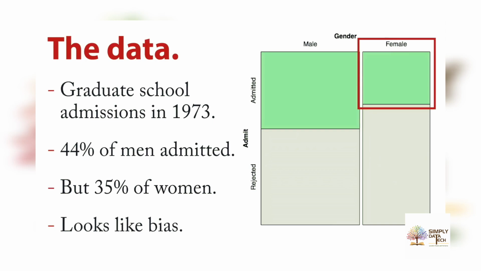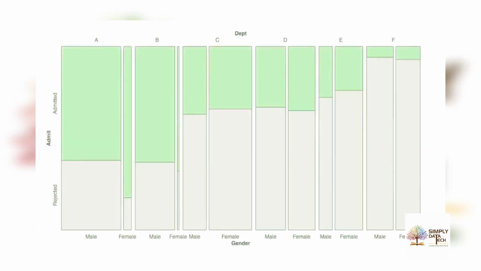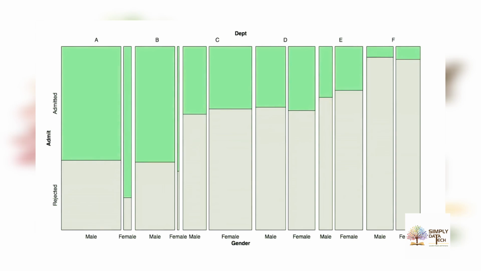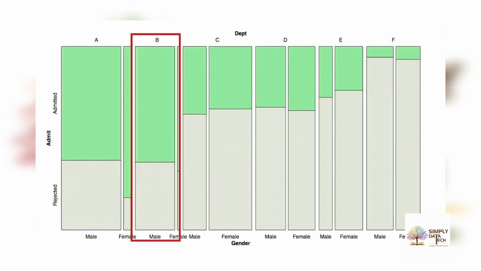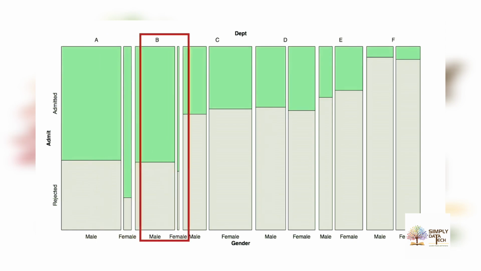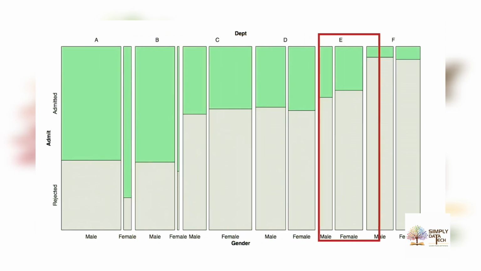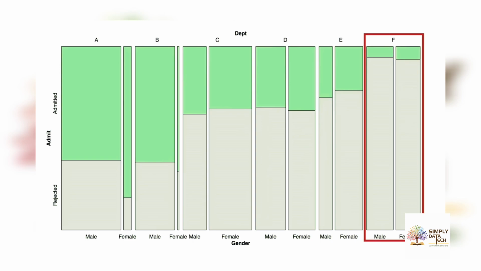So Berkeley then tried to find out which programs were responsible for this bias, and you got a very curious set of results. If you break the applications down by program, here we're just calling them A through F, six different programs, what you find is that in each of these, male applicants are on the left, female applicants are on the right. If you look at program A, women actually got accepted at a higher rate. And the same is true for B, and the same is true for D, and the same is true for F. This is a very curious set of responses, and it requires explanation.